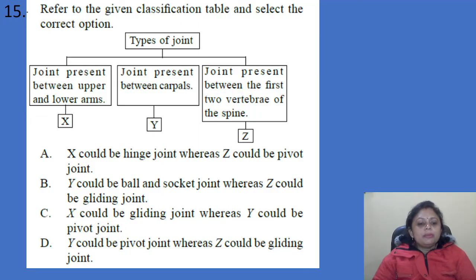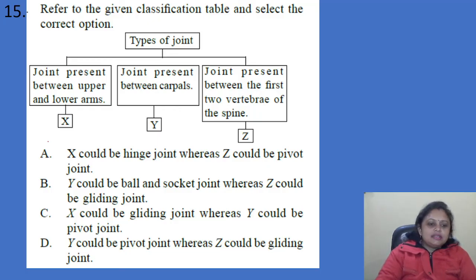B, Y could be ball and socket joint, whereas Z could be gliding joint. C, X could be gliding joint, whereas Y could be pivot joint. D, Y could be pivot joint, whereas Z could be gliding joint. So here the correct answer is option A. X, that can be the hinge joint, whereas Z, it can be the pivot joint.